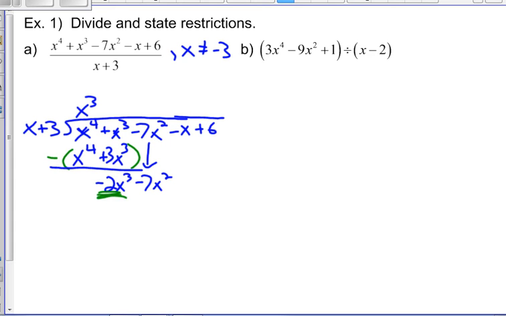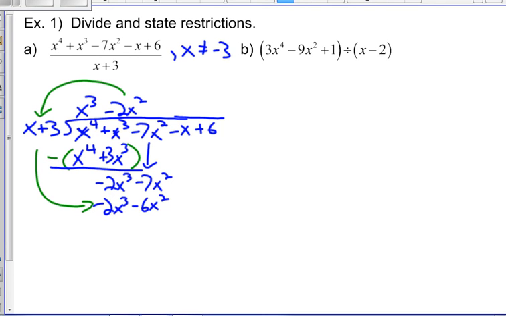I go to my negative 2x cubed and I divide it by x. Let's see what that gives us. Negative 2x cubed divided by x would give us negative 2x squared. So negative 2x squared goes up here. I take that and I multiply it by this whole binomial. That's going to give me negative 2x cubed minus 6x squared. I subtract the whole thing and keep on going.